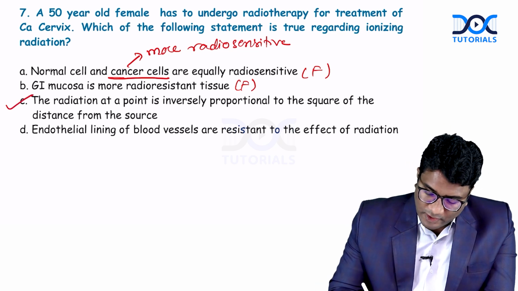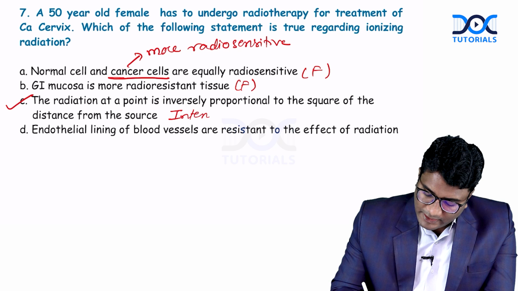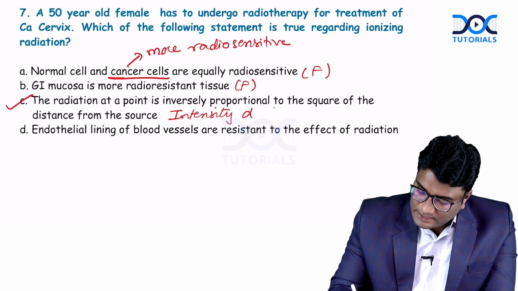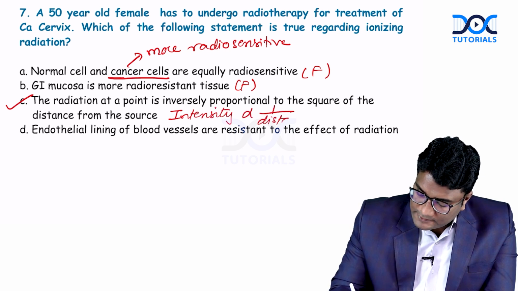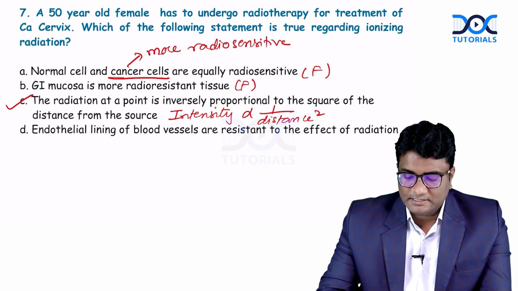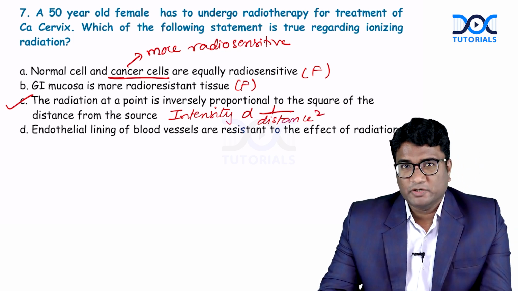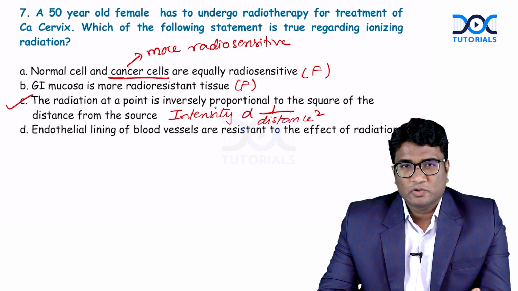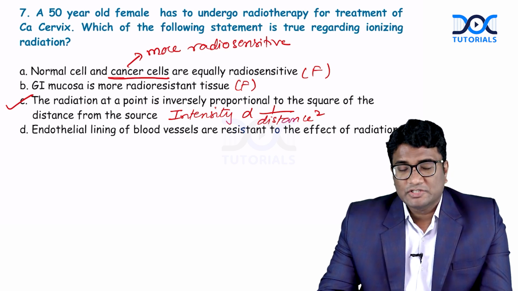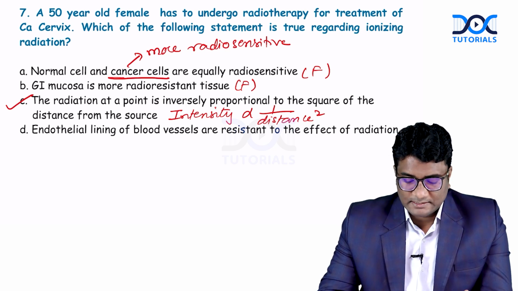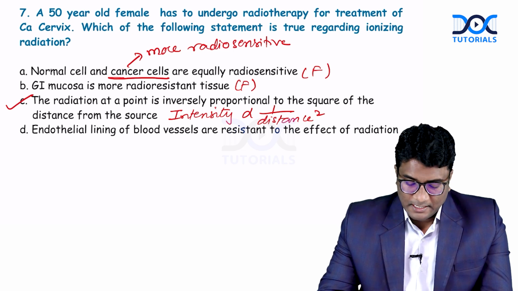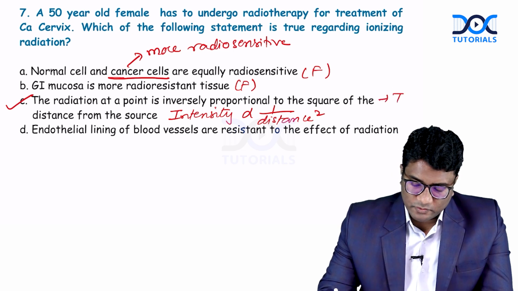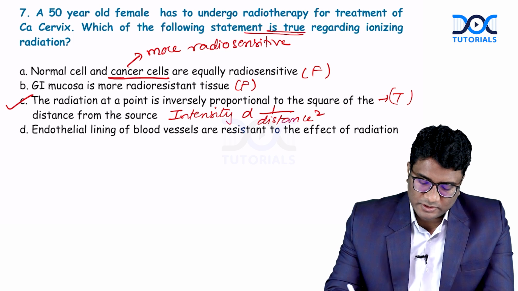And the inverse square law says that the intensity of radiation is inversely proportional to the square of distance. And that is the reason brachytherapy is very effective, because you are keeping the radiation source close to the tumor. So, intensity of radiation is inversely proportional to square of distance. This is your inverse square law and that is a true statement. So, this is the true statement and he asked you to identify the true statement.